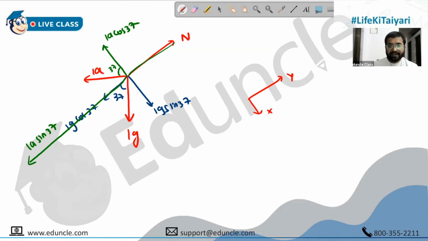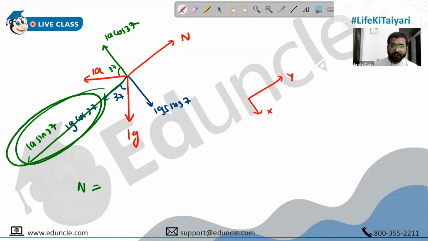So normal reaction is balanced by what? It is balanced by these two forces, blue and green. Blue one, I have mistakenly cut it over that. But these are the two forces that you have. It is balanced by 1a sin 37 plus 1g cos 37.